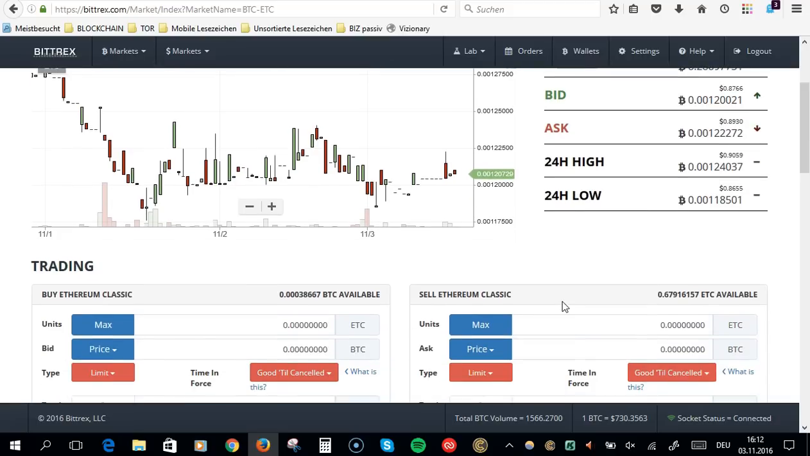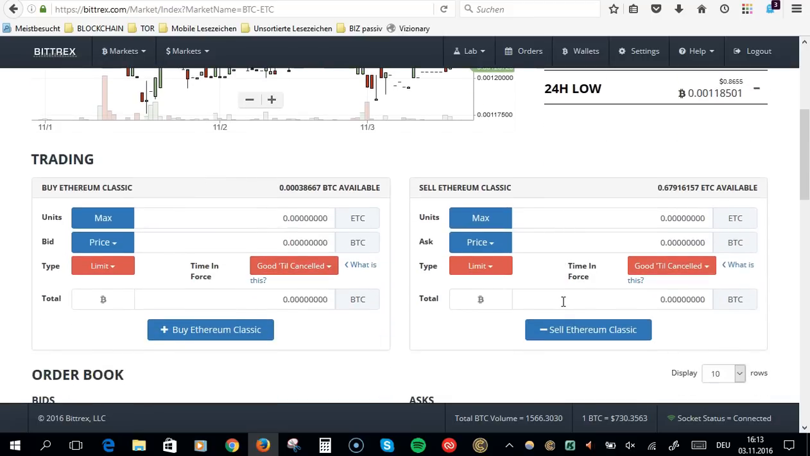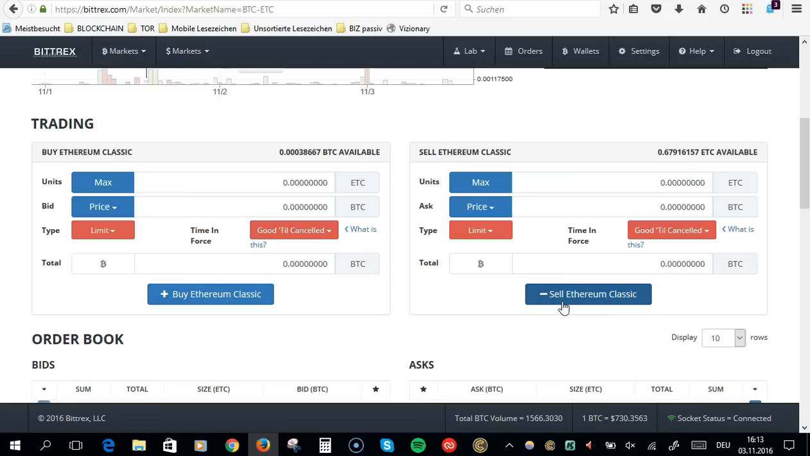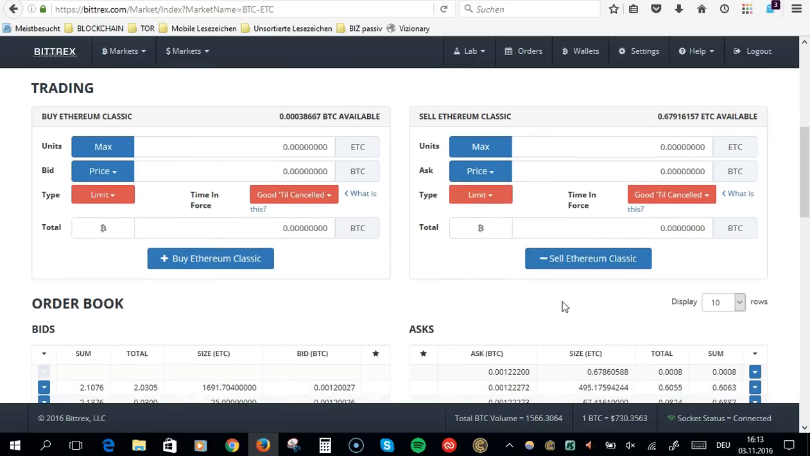Okay, if you scroll down, you have the trading part, and if you do mid or long term trading, it's more like you go here and say, okay, I want to buy Ethereum Classic, for example, and I want to spend 1 Bitcoin of it because I think that in the future it may go up and I can take profit from it. Right now we do the opposite. We start with selling Ethereum.